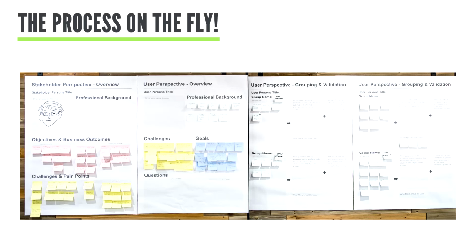So there's two personas being represented here. There's the stakeholder persona, which is on the far left, and you can see the heavy use of sticky notes here. And then you can see there's a user perspective, user persona. You also see you can draw a likeness in here.